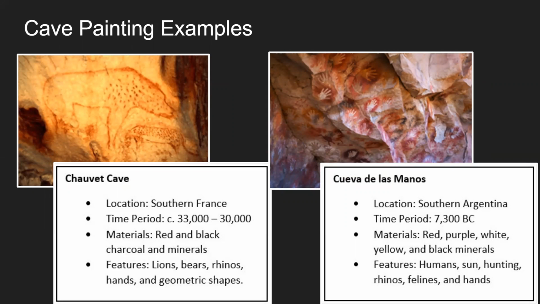It's located in southern Argentina, time period about 7,300 BC. The materials: red, purple, white, yellow, and black minerals. So they had an extra color in there. And it features humans, the sun, hunting, rhinos, felines, and hands. So the sun in most ancient cultures had a significant impact and was heavily featured. And then hunting, they were hunter-gatherers. So hunting's quite a predominant thing to see in cave paintings as well.